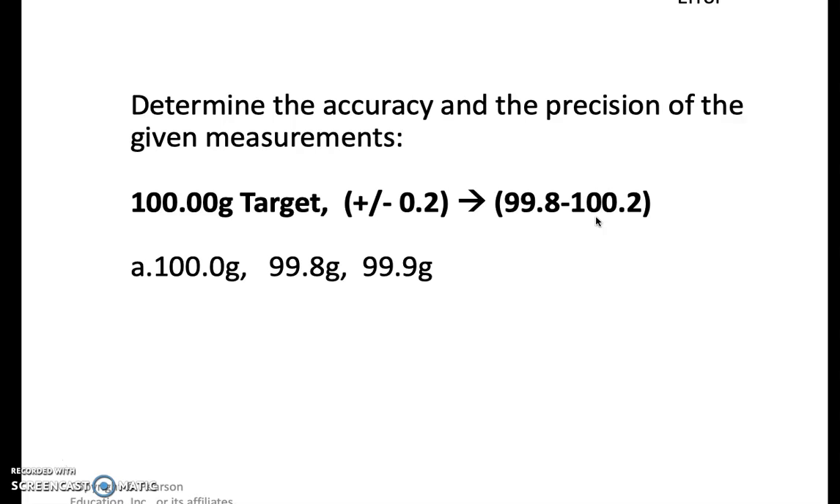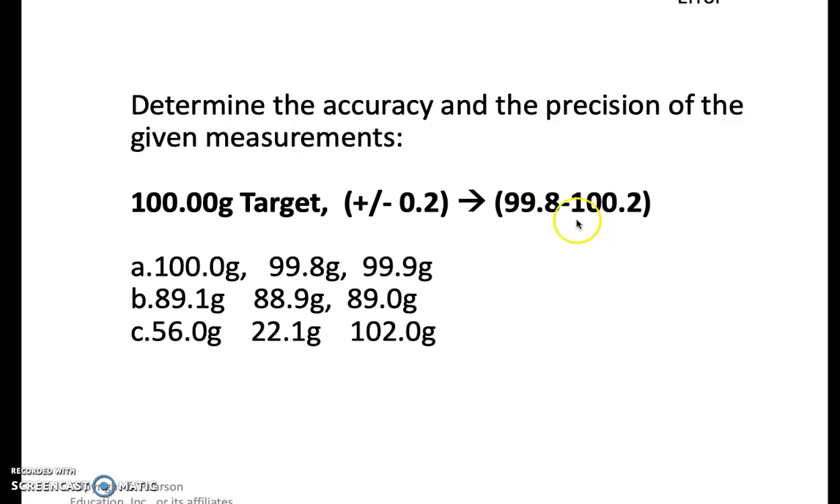So we have three sets of numbers, A, B, and C. Now our first measurements are very close to the target, and they are very close to each other. So A is both accurate and precise. Letter B, these measurements here are not close to the target. They're out of the range, but they are close to each other, which means they are precise. And letter C, they are not anywhere close to the target, nor are they close to each other. So C is neither.